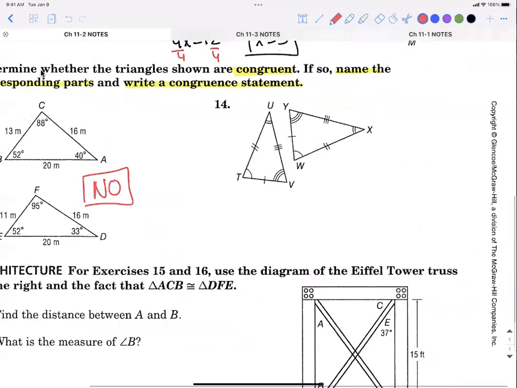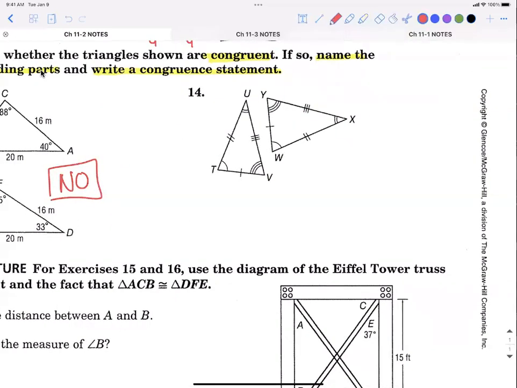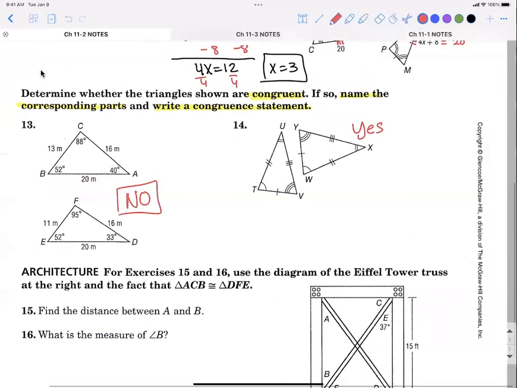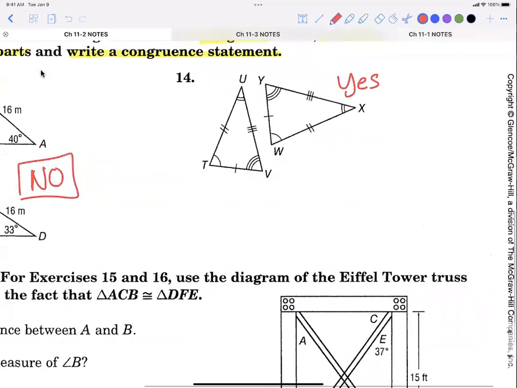Now let's look at 14. We've got a 1 slash, 2 slash, 3 slash, 1, 2, 3 in the angles and on the sides. So does that tell us that all three angles and all three sides are the exact same? So would this be congruent? Yes. All right. Since we answer yes, we have to first list or name all the corresponding parts. We're going to start with angles. Angle T is congruent with which angle on the other one? Yeah, it equals W because those are both the 1 slash angles.